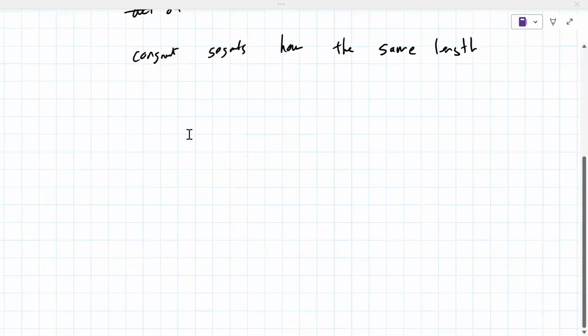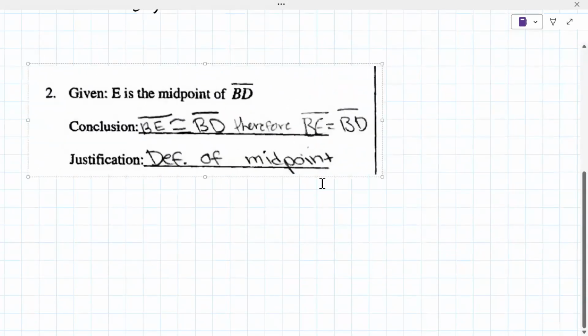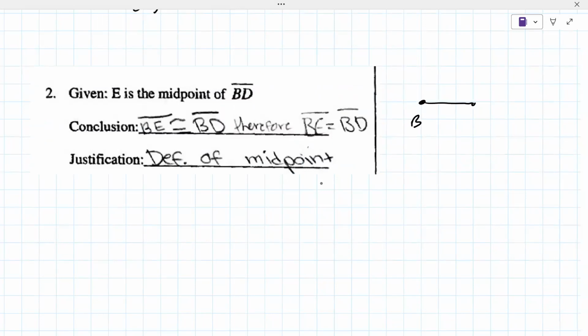So, all right, given E is the midpoint of BD. So let's draw B and then D. Okay. If E is the midpoint of BD, that means that BE is congruent to BD. That's very, very good there. Definition of a midpoint, that's completely correct. Perfect. Okay.